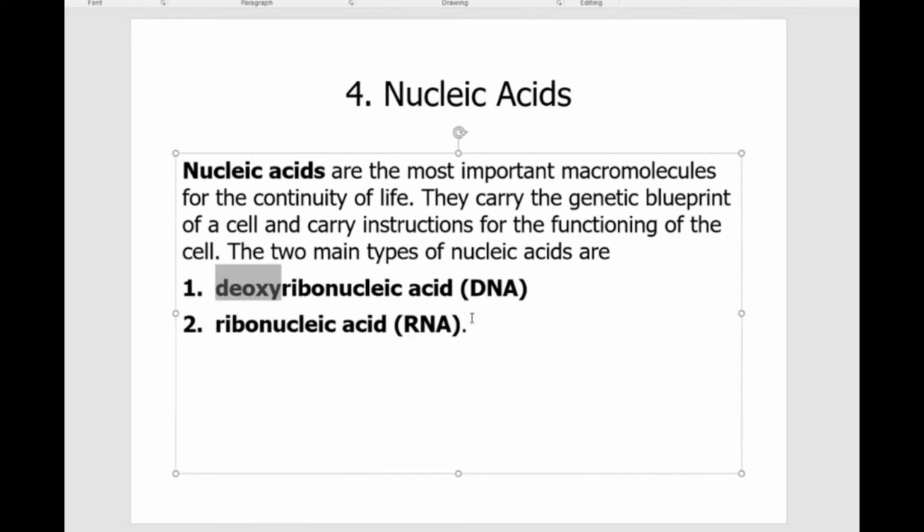Okay? So the nucleic acids, especially these two, are so important because they carry the genetic blueprint for a cell, right? So those genetic blueprints will act as the instructions for how to build the cells and how the cells function. Okay?